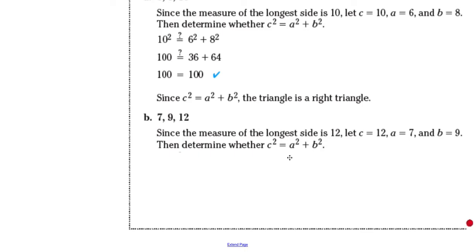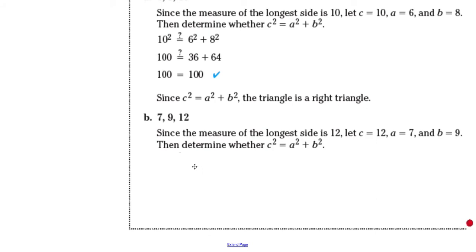If you look at letter B, again our longest side is 12. Okay, that is our c. Our a is 7, and the longer of the two legs, b, would be 9. Okay, if you notice, in the previous case the shorter leg was 6 and b was equal to 8. In this case, a is equal to 7 and b is equal to 9. So we want to find whether c squared is equal to a squared plus b squared.